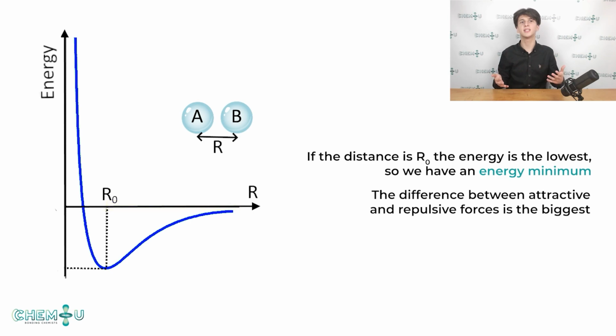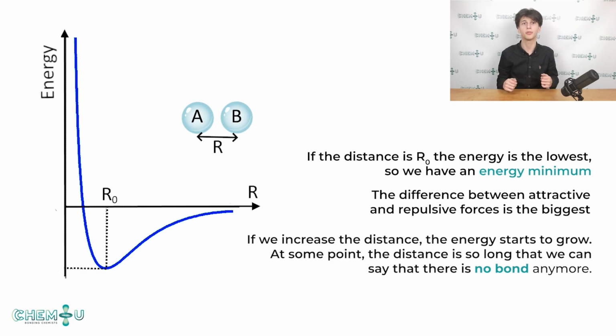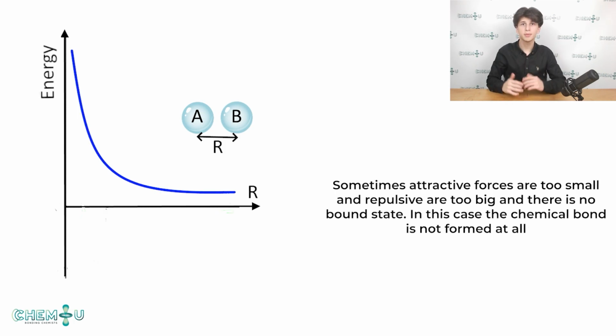If we increase the distance, the energy starts to grow, as the Coulomb attraction between electrons and nuclei corresponding to different atoms becomes weaker, and at some point, the distance is so long that we can say that there is no bond anymore. Furthermore, if we try to make distance smaller than r0, the energy also increases. The reason is that repulsive forces start to dominate in this case. That's why atoms do not have infinitely small bond length. Sometimes attractive forces are too small, while repulsive are too big, and there is no bound state. In this case, the chemical bond is not formed at all.